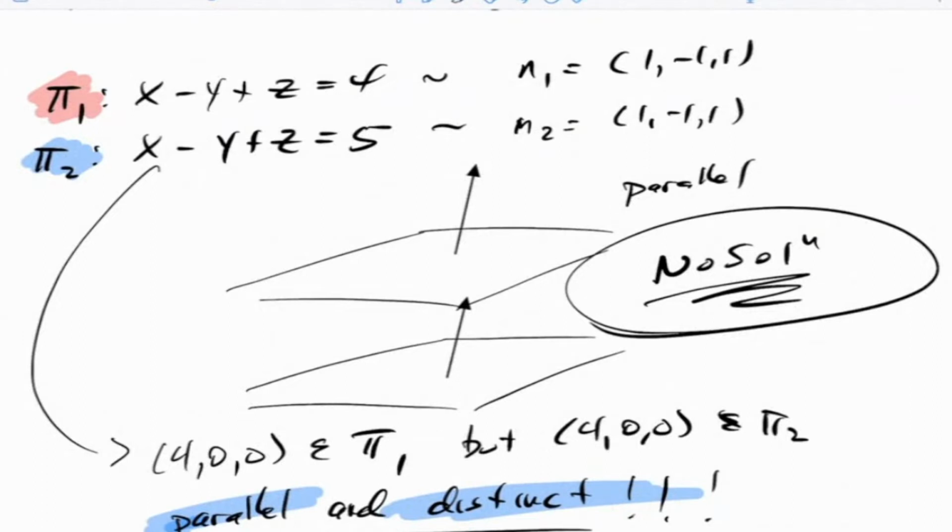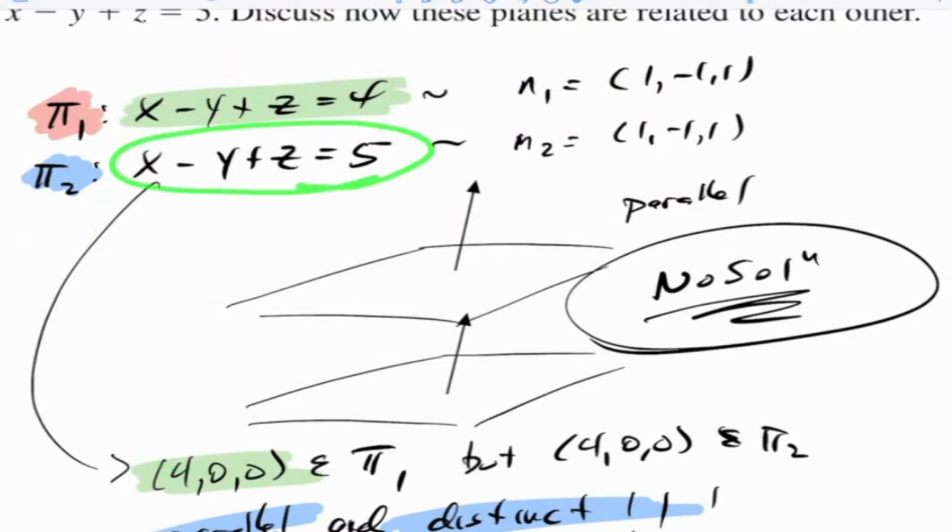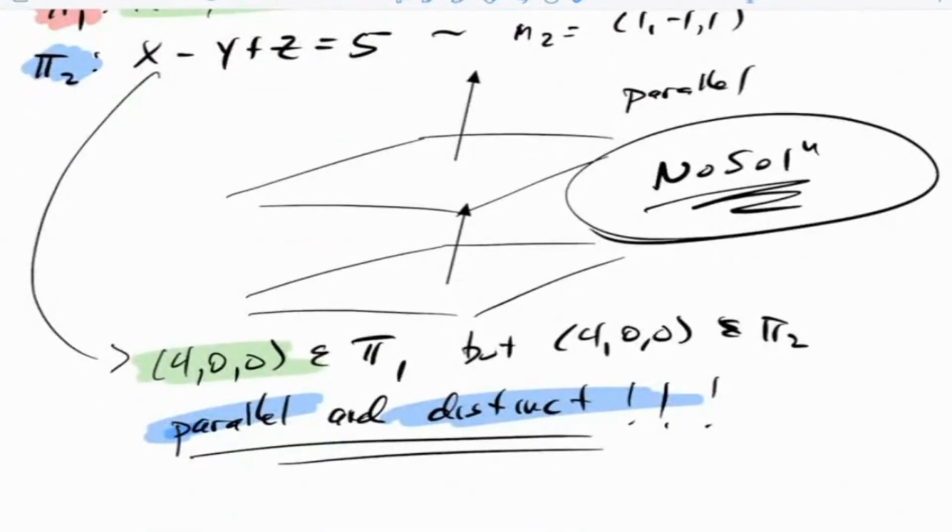What I did next is I just randomly picked a point. This point here, (4, 0, 0), I just made a quick observation. I looked on this plane here, and I saw that (4, 0, 0) is on this plane. And then I made the observation it's not on plane 2. So therefore, the planes are distinct. So we have parallel and distinct planes, and you have no solution.